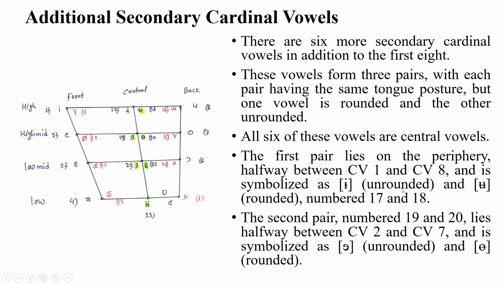So this one, this is cardinal vowel number 17, and it is unrounded. And this one is 18, the rounded cardinal vowel, and it is cardinal vowel 18.